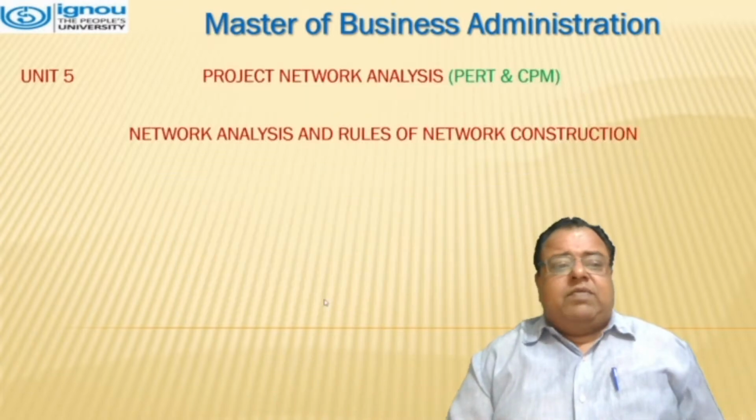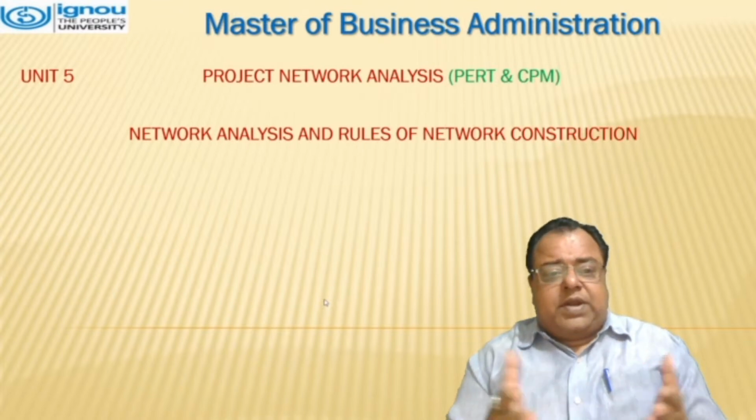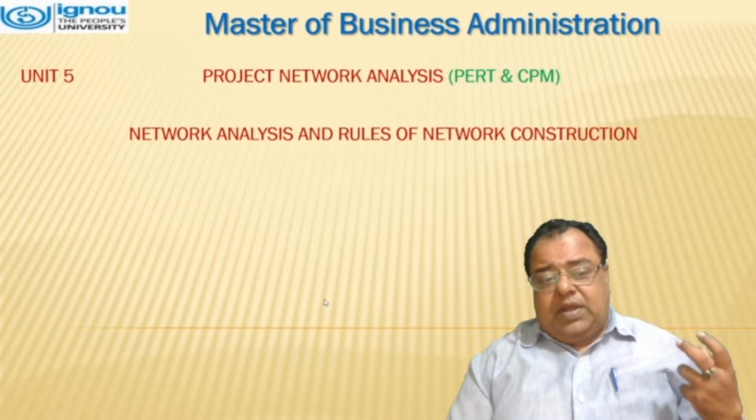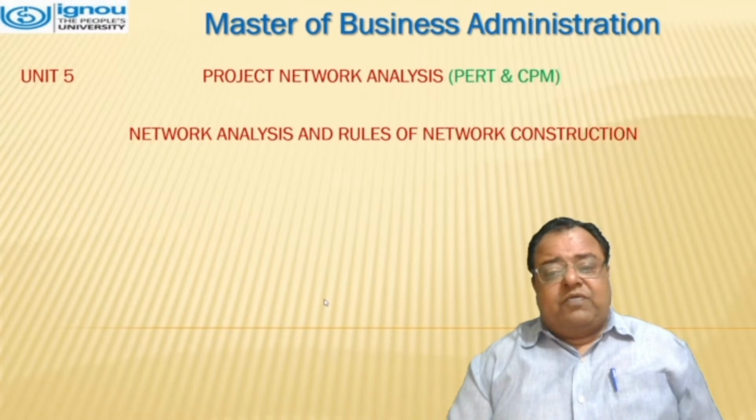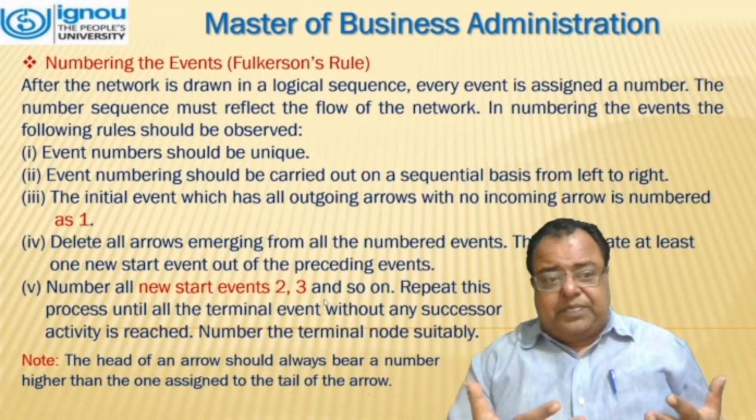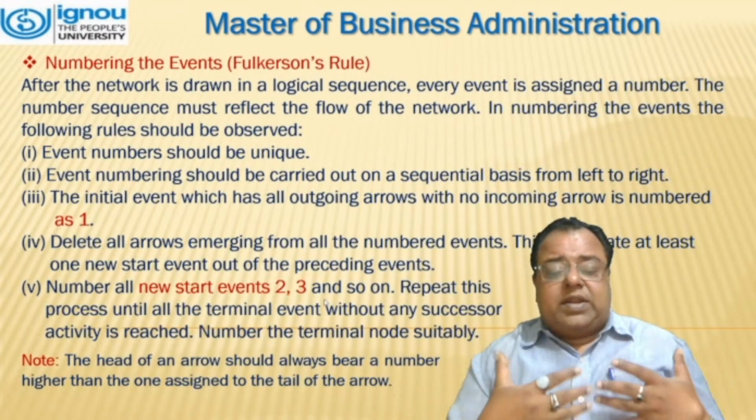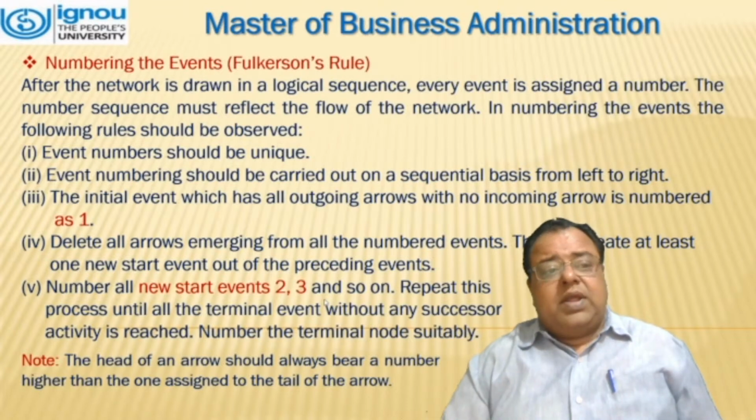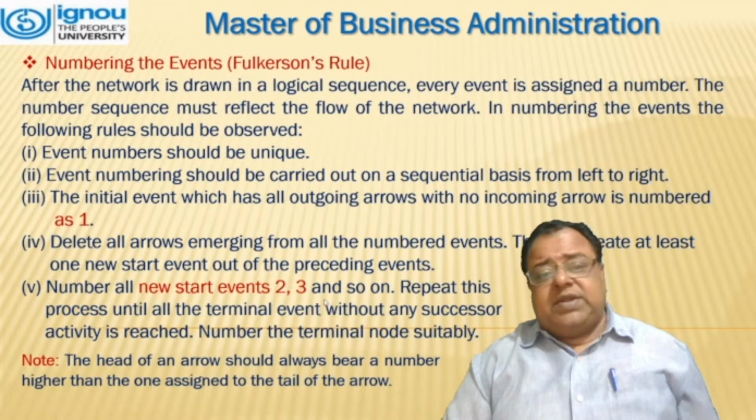In our last session, we were talking about Unit 5 that pertains to project network analysis, the CPM part, and we were talking about network analysis and rules of network construction. To continue with that, how the network is drawn and how the numbering of the events is performed. Numbering the event is done by the Fulkerson rule. Now, what rule is that?